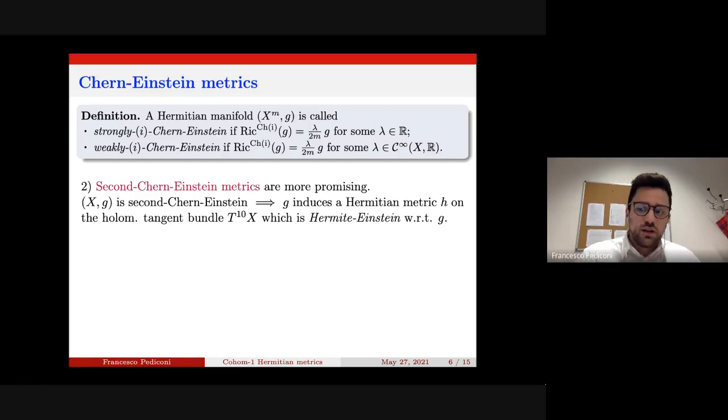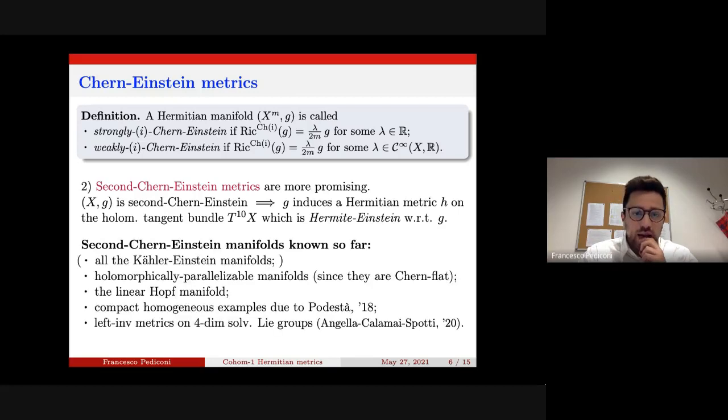So there's this way to interpret this condition in terms of the Hermite-Einstein condition. And in general, the point is that we don't have many examples of this kind of metrics. Up to my knowledge, the only examples that we know of second Chern-Einstein manifolds are these ones.